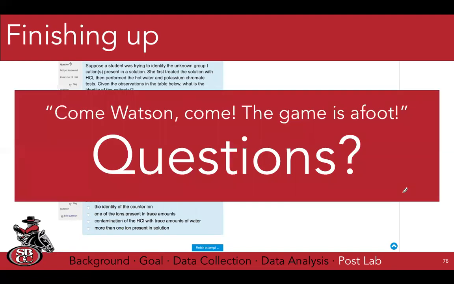So the famous Sir Arthur Conan Doyle stole from Shakespeare, "Come, Watson, come, the game is afoot." Do you have any questions on this week's lab on qualitative analysis?